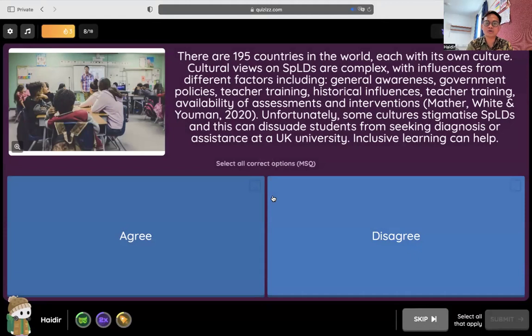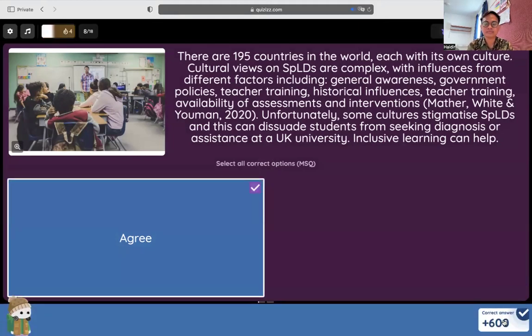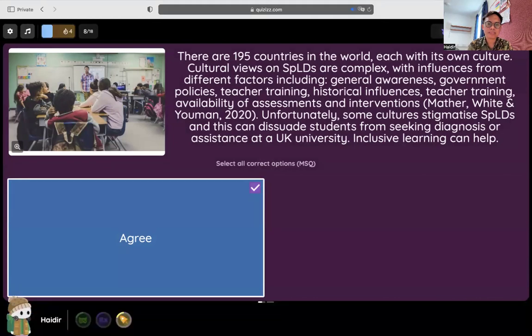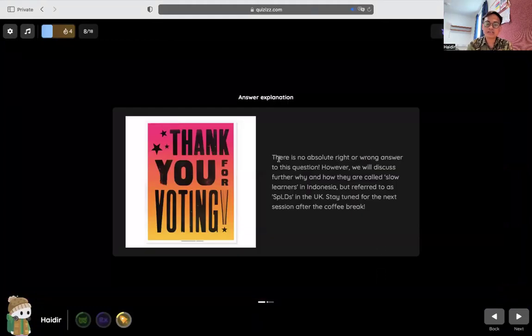This polling system or voting question has no right or wrong answer. It's just to bridge their knowledge before the second session. That's why I made the answer explanation. I humanized the feedback. There is no absolute right or wrong answer to this question. However, we will discuss further why and how they are called slow learners in Indonesia, but SPLD in the UK.